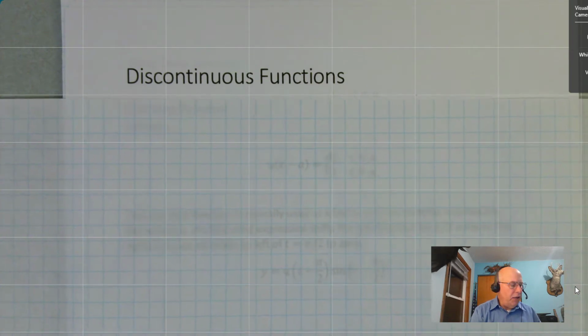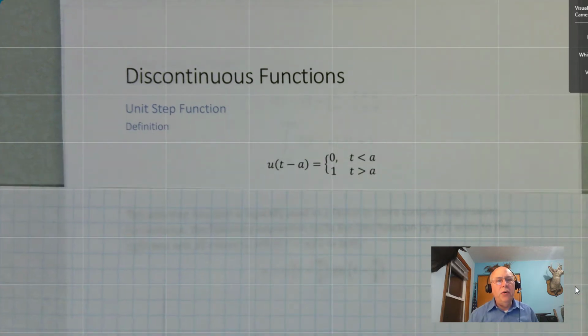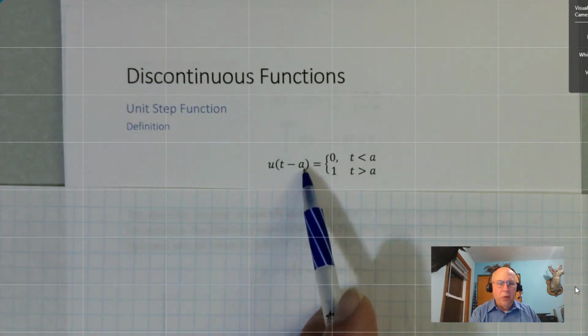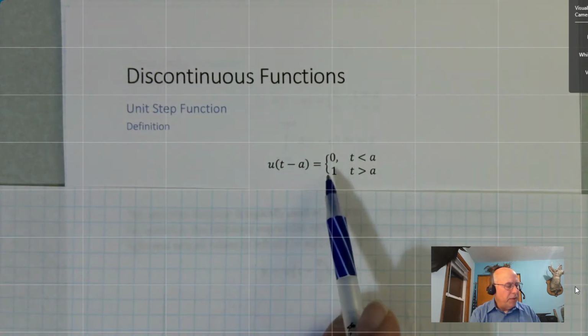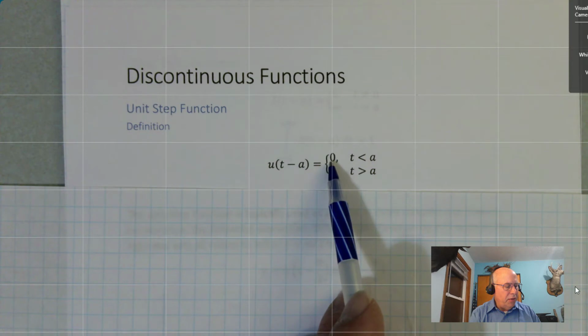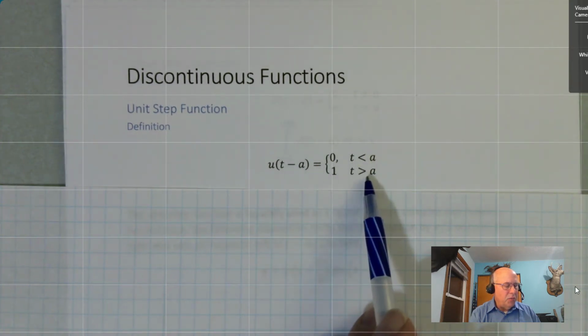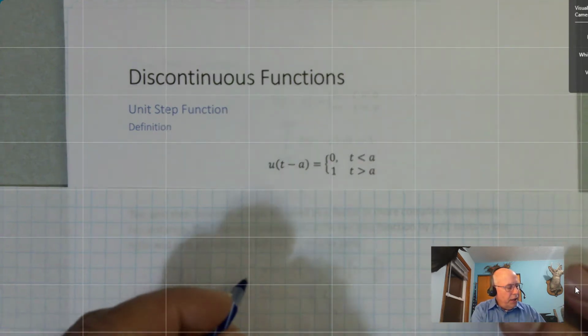So for discontinuous functions, it turns out that we're going to be focusing on two different functions. The first one is known as the unit step function, and we define that in this way. u(t minus a), and in practice that a is a number, so it would be like t minus 2. The unit step function is equal to 0 if t is less than a, and 1 if t is more than a. So this is a very, very simple function.